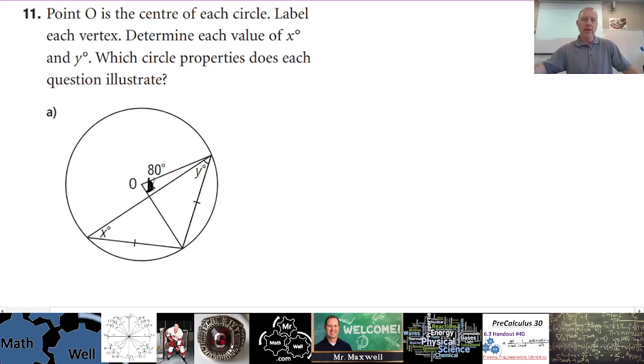So we've got a central angle. I heard somebody else say something about x. You can get x here pretty easily. So why can we get x? What's the relationship there?